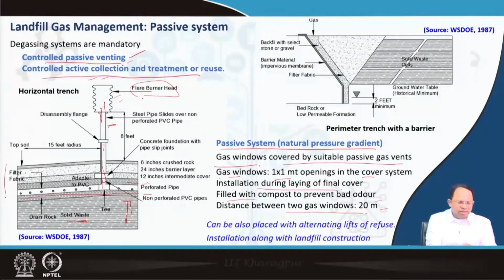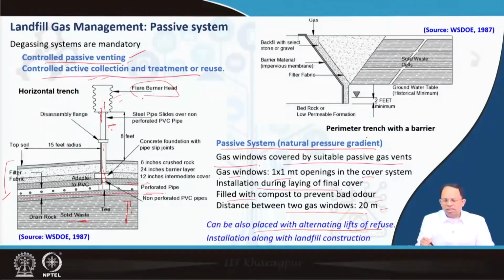So the design is more or less given, and again, these are technical designs. Some variations of it will be there everywhere. But this kind of gas collection layer can also be placed with alternating lifts of refuse, and that means the installation does not only happen at the end when the final cover is done, but also in the intermediate stages as well. So it can be after 2 layers of refuse is done, we can place this gas collection layer, and then we can move on and put other layers as well. So that can also happen, and in that layer we can also have this horizontal perforated pipe, which is again connected with these gas flares, right?